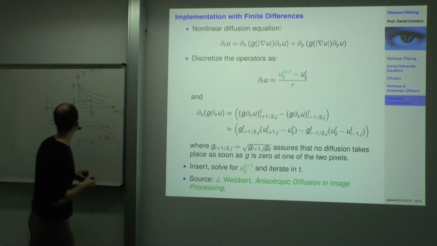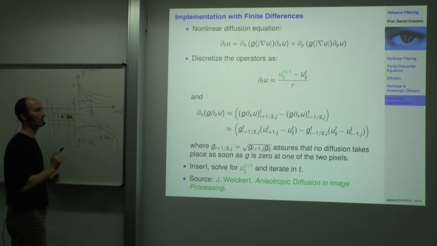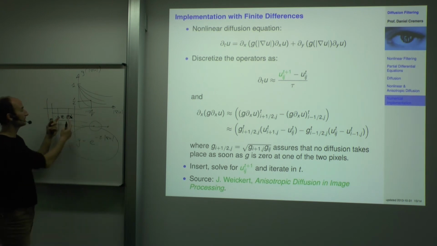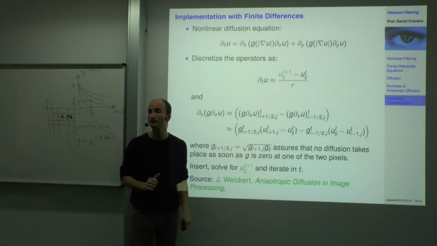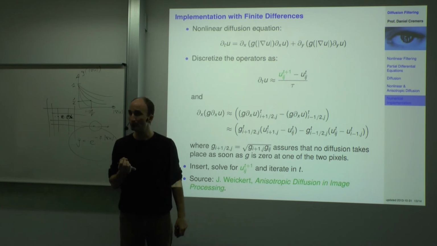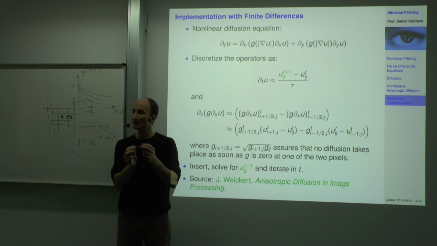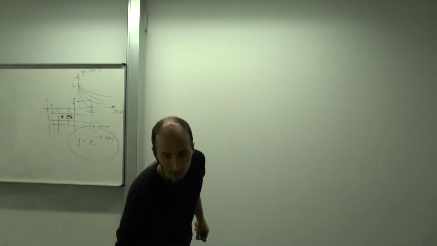So if you have a diffusivity of 0 here and 1 here, then the arithmetic mean would say you have a diffusivity of 1/2 in between. Whereas this geometric mean says it's 0. So this term is 0 as soon as one of the two diffusivities is 0. And the advantage of that is that if you want to preserve structures and you have some small diffusivity in some location, this discretization has a tendency of really preserving it, because G will become 0 if it's 0 at one of the two places.